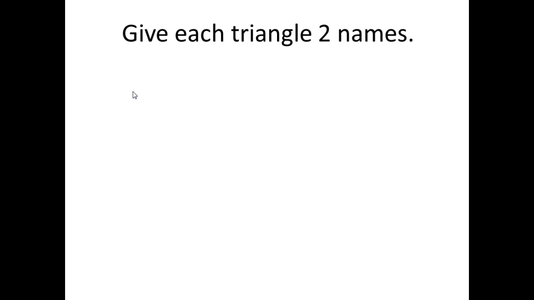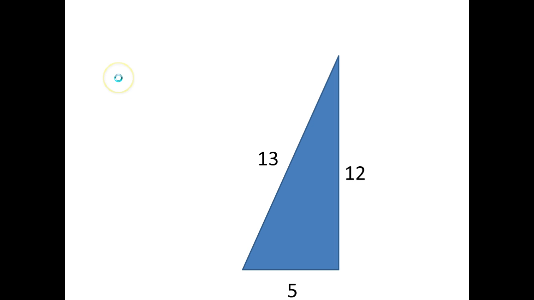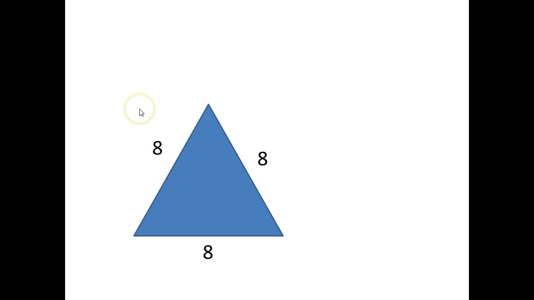For the rest of the video, it's just going to give you some examples, and you're going to give each triangle two names. So first thing I'm doing, I check this one out. It's got a right angle. None of the sides are the same, so it must be right scalene. Go to the next one. I don't see any right or obtuse angles, so it must be acute, and all the sides are the same length, so it's acute equilateral.